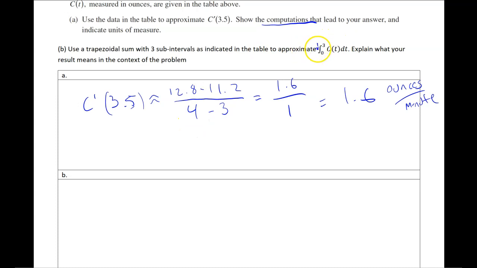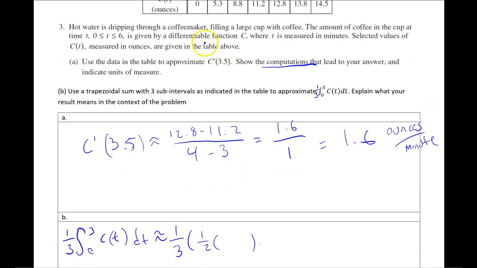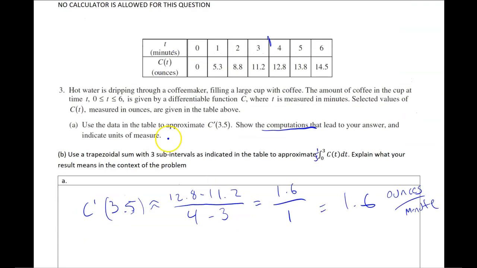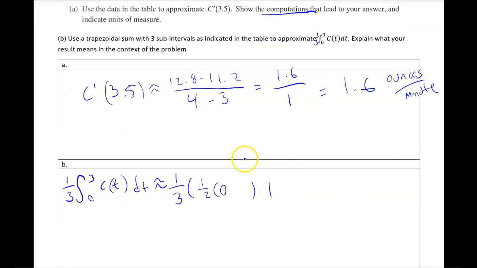It should be 1/3 times the integral, right? And I'm asked to approximate, so I'm going to rewrite just my integration statement. 1/3 times the integral of c of t dt. And then I'm approximating, so we can use the curly equal sign. I'm going to leave the 1/3 in front. And then my trapezoidal sum, always 1/2 times the sum of the bases times the height, right? And in this case, my height is 1. It's the change in x, right? And the sum of my bases is 0 plus 5.3. And that's my first one.